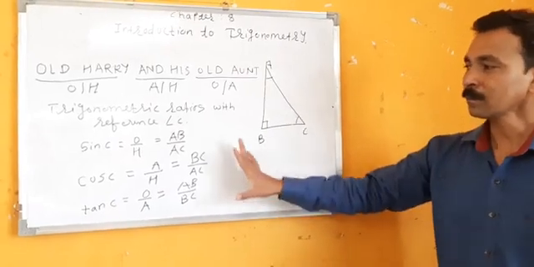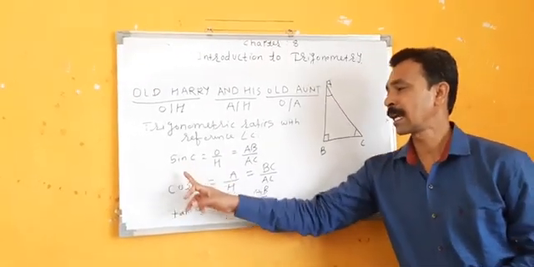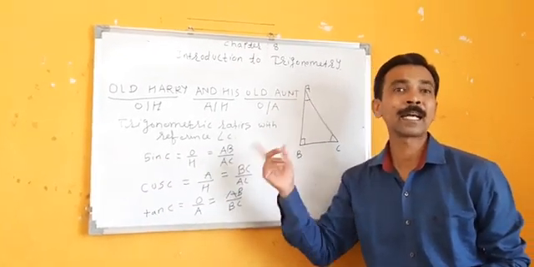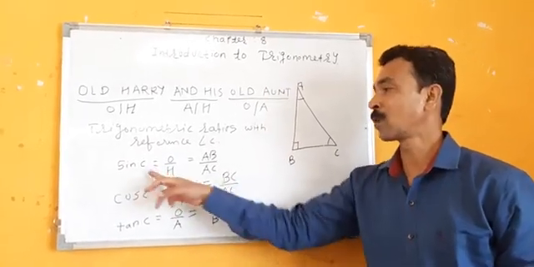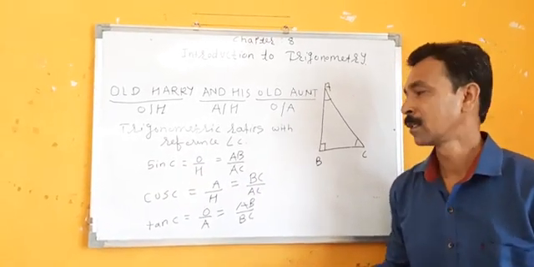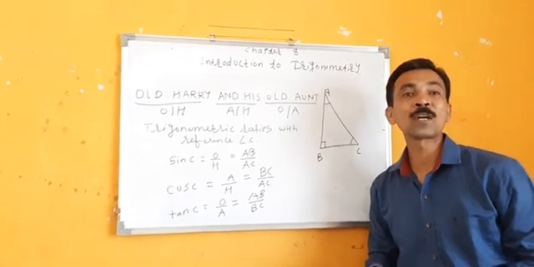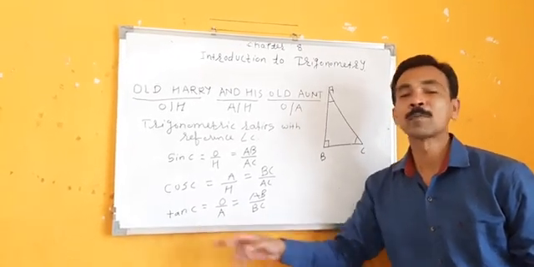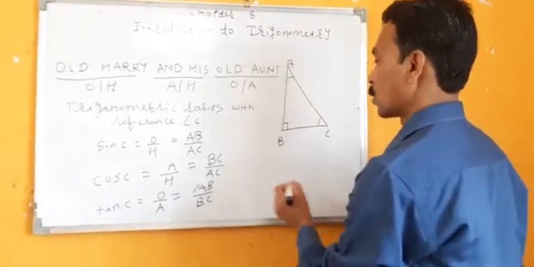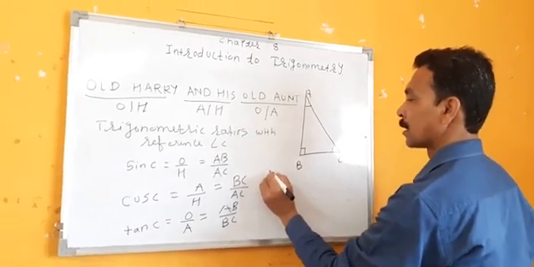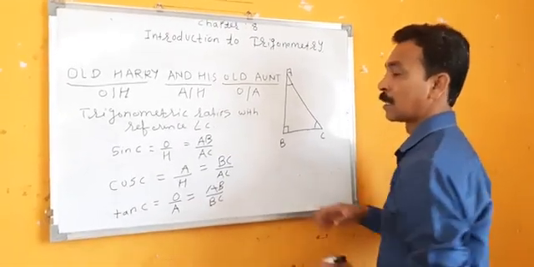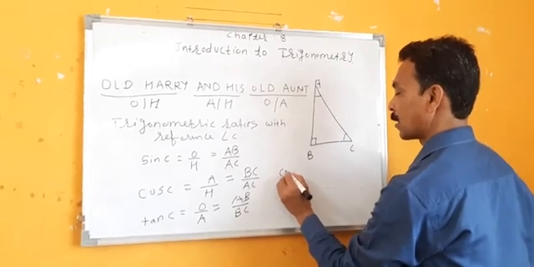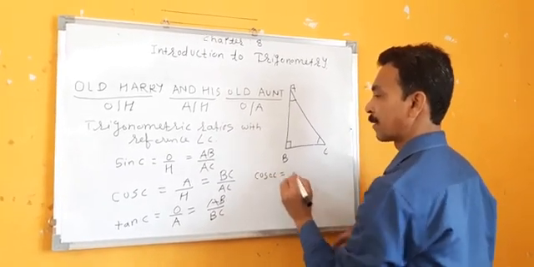Once you get sine, cos and tan, which I explained in the beginning, the reciprocal of sine is cosec, the reciprocal of cos is sec, and the reciprocal of tan is cot. So what I will do is write here: sin C. What is the reciprocal of sine? Cosec.